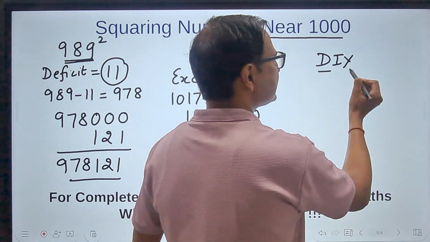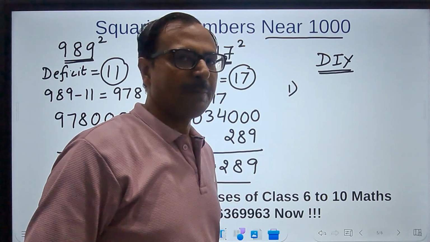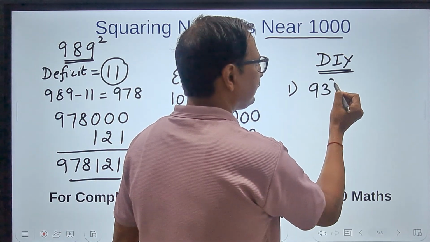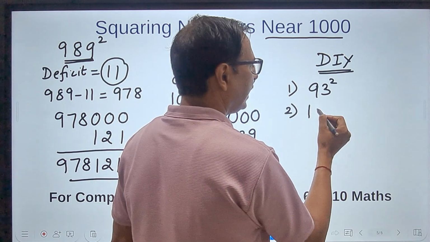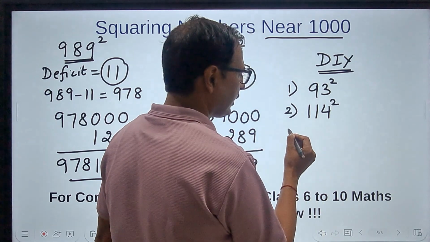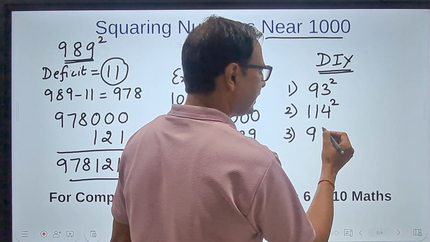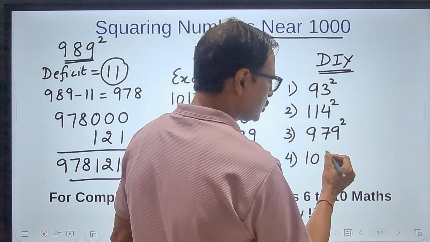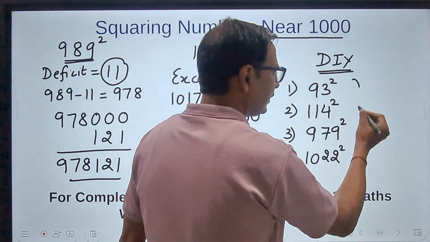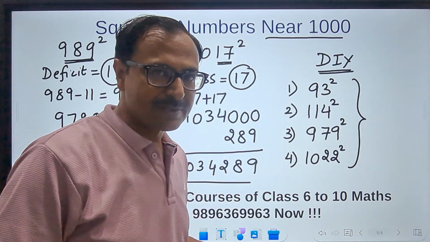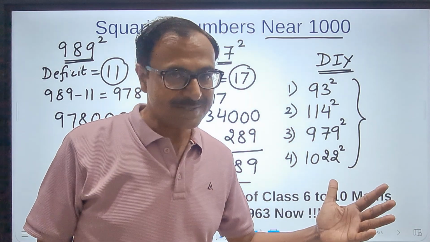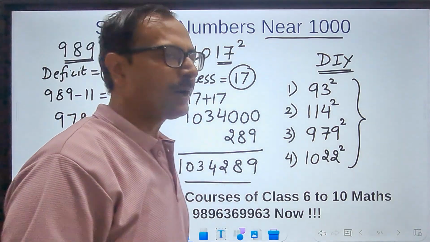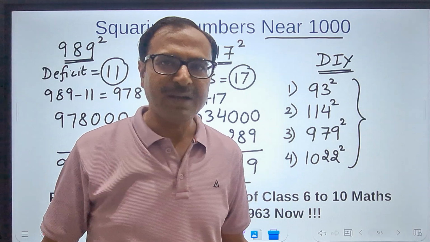Should I give you some DIY questions? Can you try these questions, and then you can let me know in the comments whether you are getting a correct answer for them or not. You can do 93 square, you can do 114 square, you can do 979 square, and you can do 1022 square. Let me know in the comments whether you could solve all these squares within 5 to 7 seconds or not. And I am sure if you follow the method which I have given here, you are going to crack all these questions very comfortably.